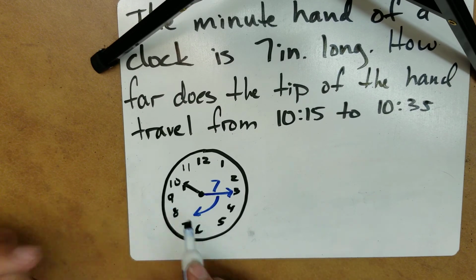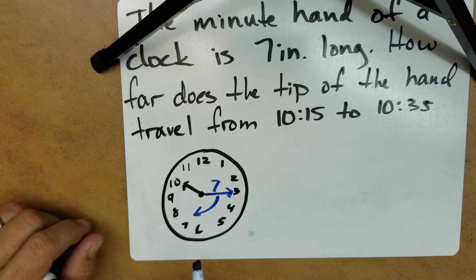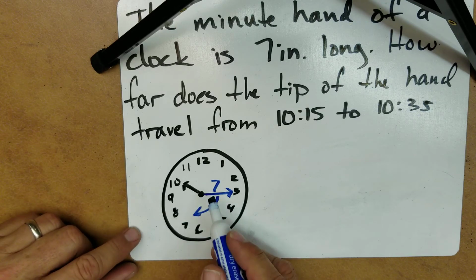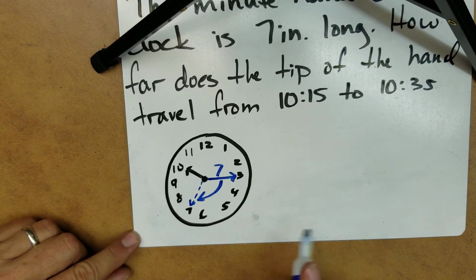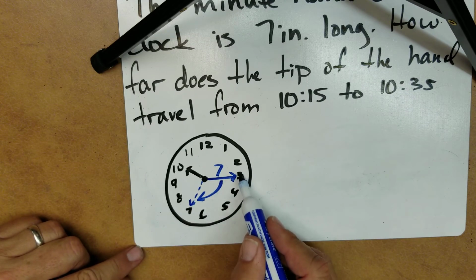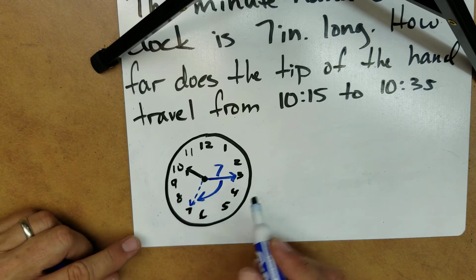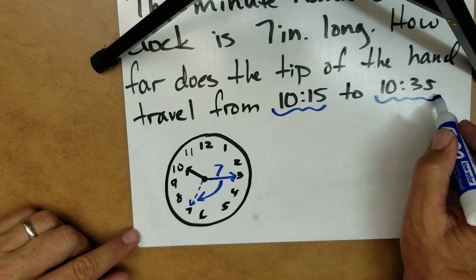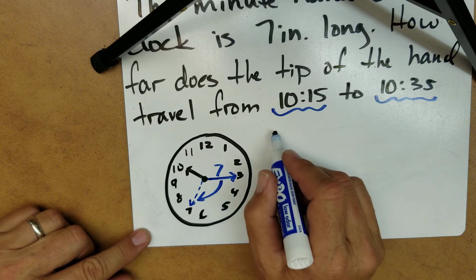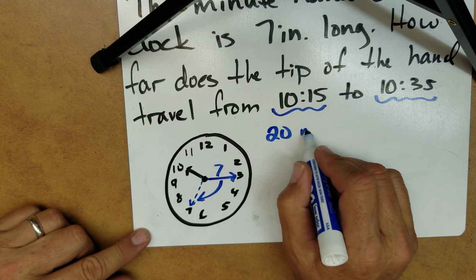Well, if you don't know how to read a clock, that's a problem. But I have 10:15 right here. 10:35 would be right there. So how far did the tip of this hand travel from the 3 to the 7? Well, let's look at it. How many minutes is 10:15 to 10:35? I think you can see that that is 20 minutes.